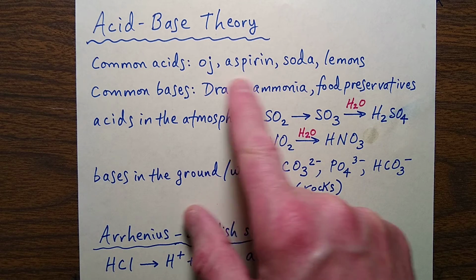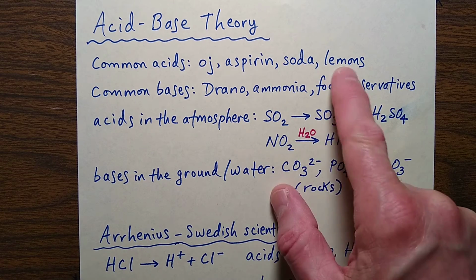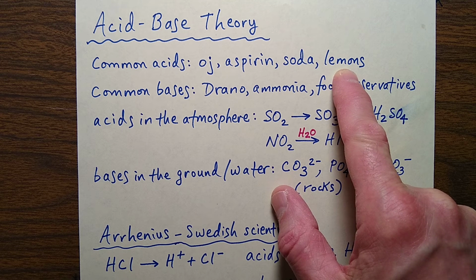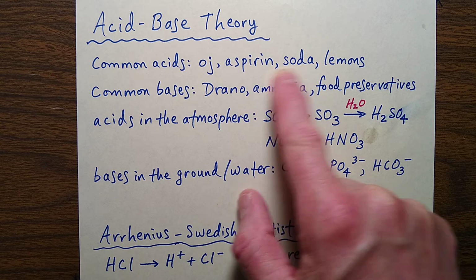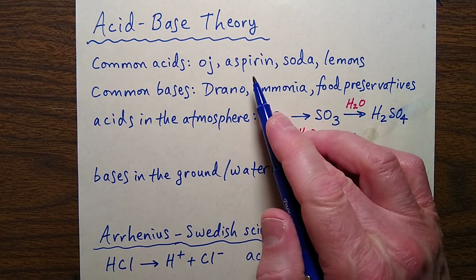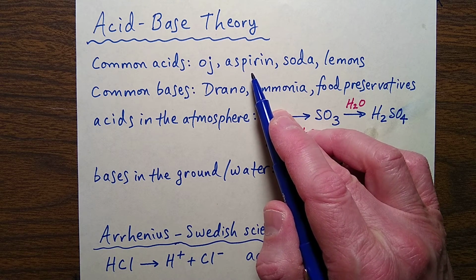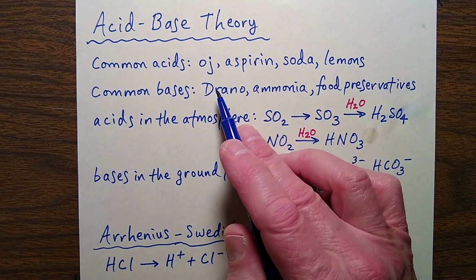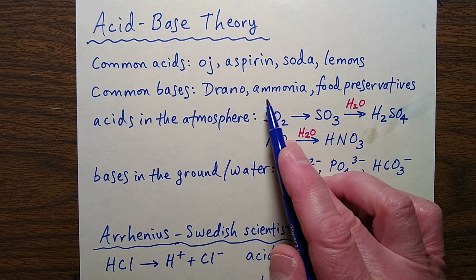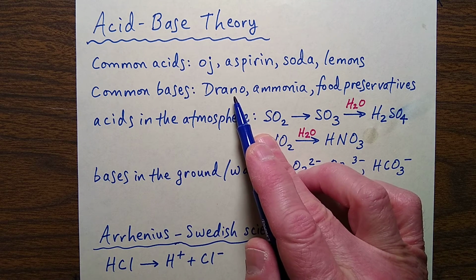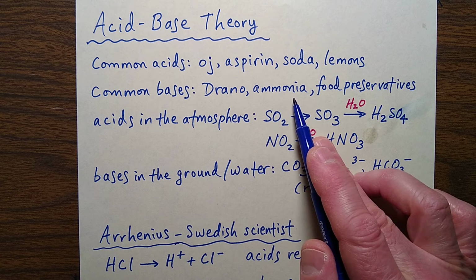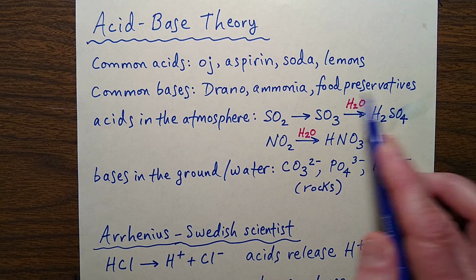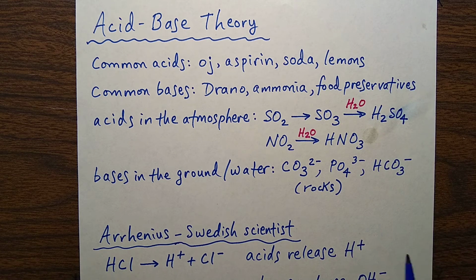everyday life: orange juice, aspirin, soda, lemons. Those are citrus fruits like lemons and oranges. Soda has carbonic acid. Aspirin is actually an acid, acetylsalicylic acid. Orange juice, of course, is acidic. Common bases that you might come across in your house: Drano, which is drain cleaner. It contains sodium hydroxide. Ammonia, most cleaners are bases. Food preservatives are mostly bases.